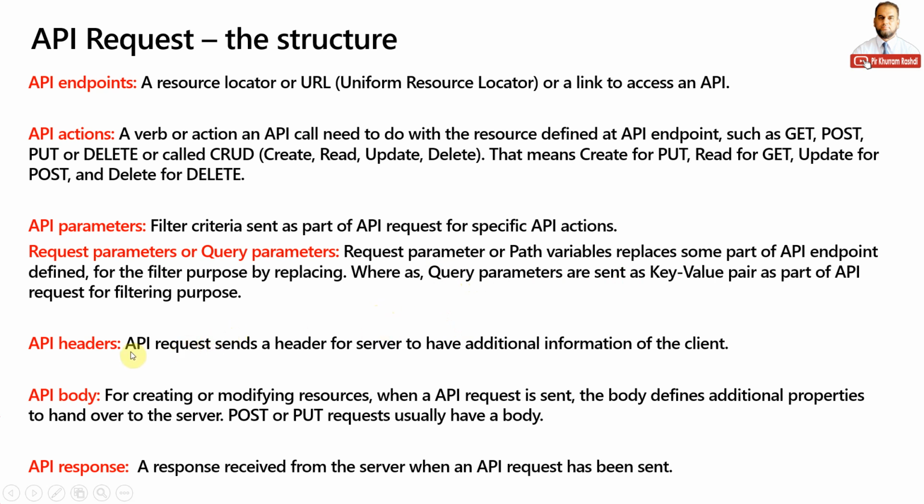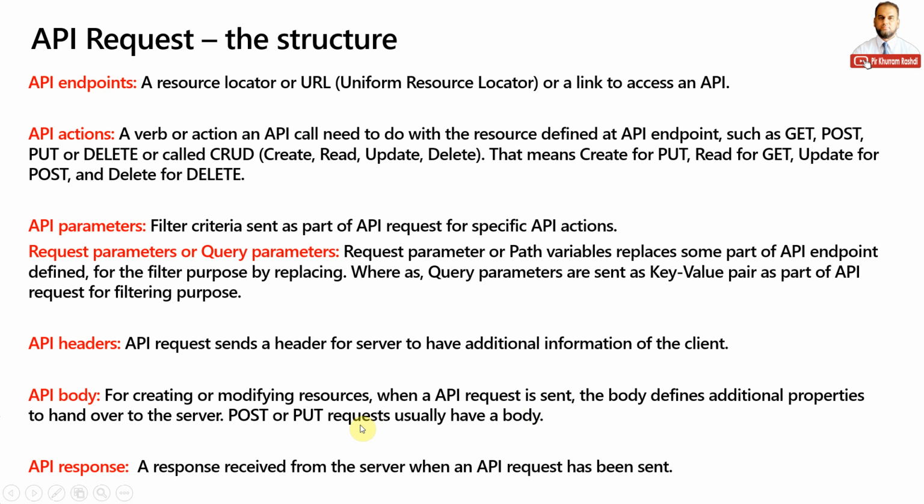API headers are basically sent as part of an API request. So there is particular header information which is part of the API request sent for the server to understand or to get additional information about a client, like from where the request is coming. And then there is the main API body, which will allow you to create or modify resources. When an API request is sent, the body defines additional properties to hand over to the server.